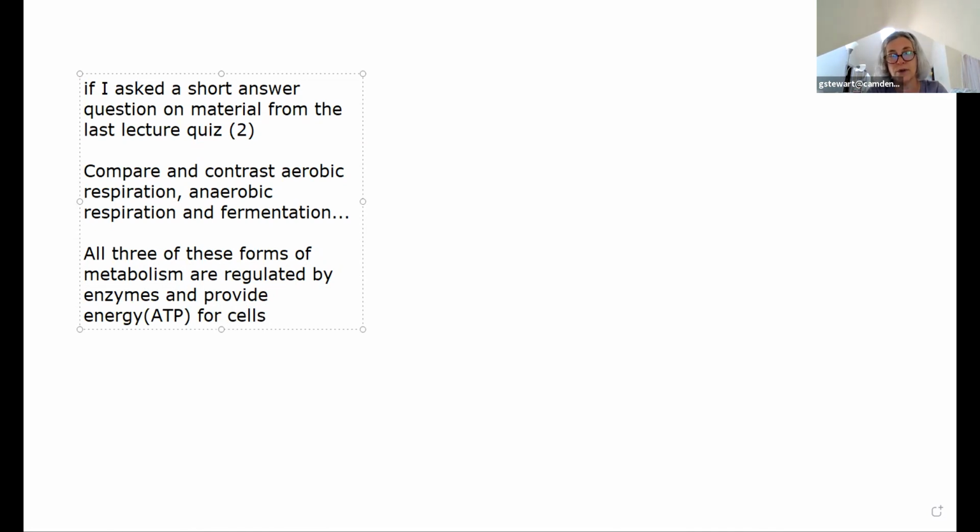For cellular work or for cells. And then I would expect you, so that's something that they all share in common. And then I would expect you to tell me the things that are different about them. So obviously the aerobic respiration involves an electron transport chain and ATP synthase and presence of oxygen.